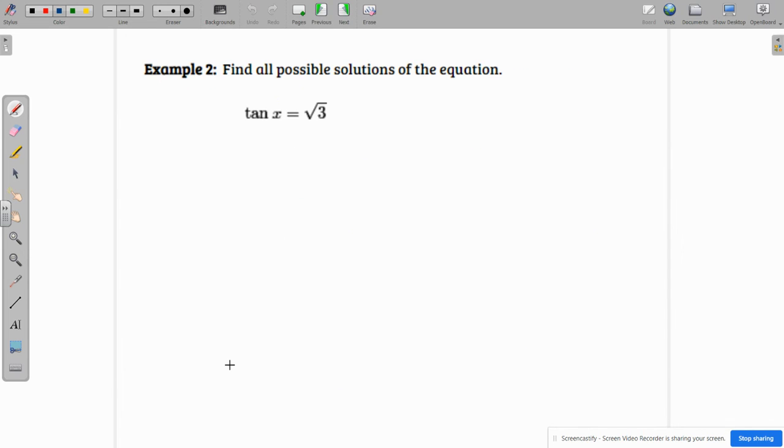So let's look at another example. The tangent of x equals square root of 3. And here, again, we want all possible solutions. So in order to answer this, of course, we could go ahead and take the inverse tangent of both sides, which is technically what we're doing in order to isolate x.